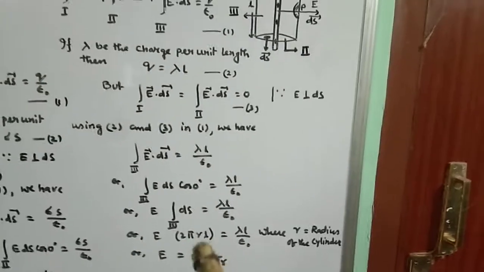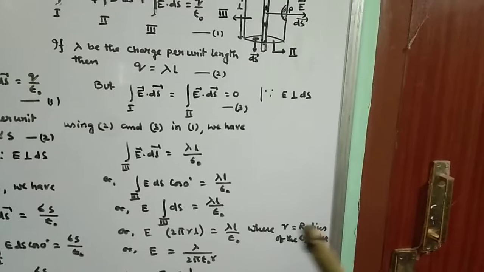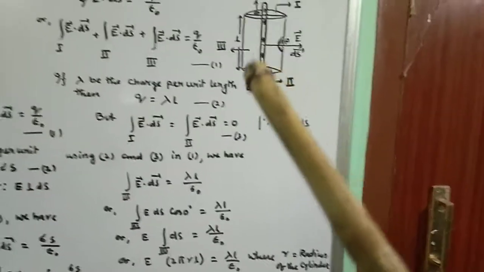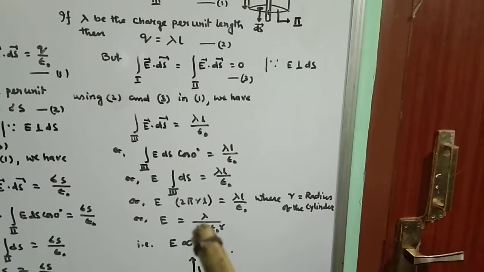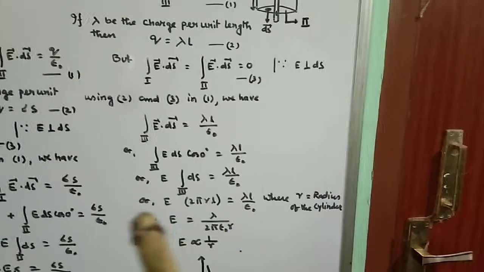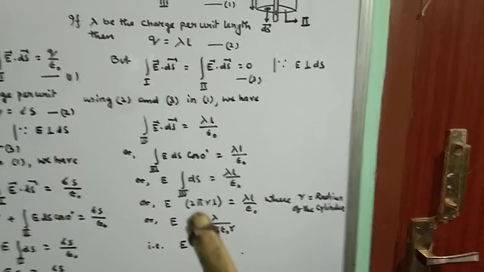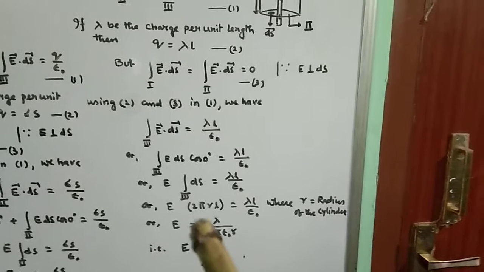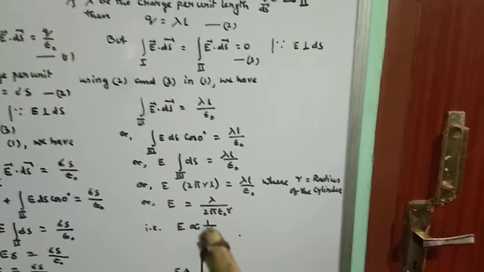ds is nothing but the area of the curved surface, which is 2 pi rl. R is the radius of the cylinder and L is the length of the cylinder. So if you simplify it, E comes out to be E equal to lambda by 2 pi epsilon naught r. So this is a very important expression for the field intensity at any point near the infinitely long charged wire. So what it says, all parts are constant, so E is proportional to 1 by r.